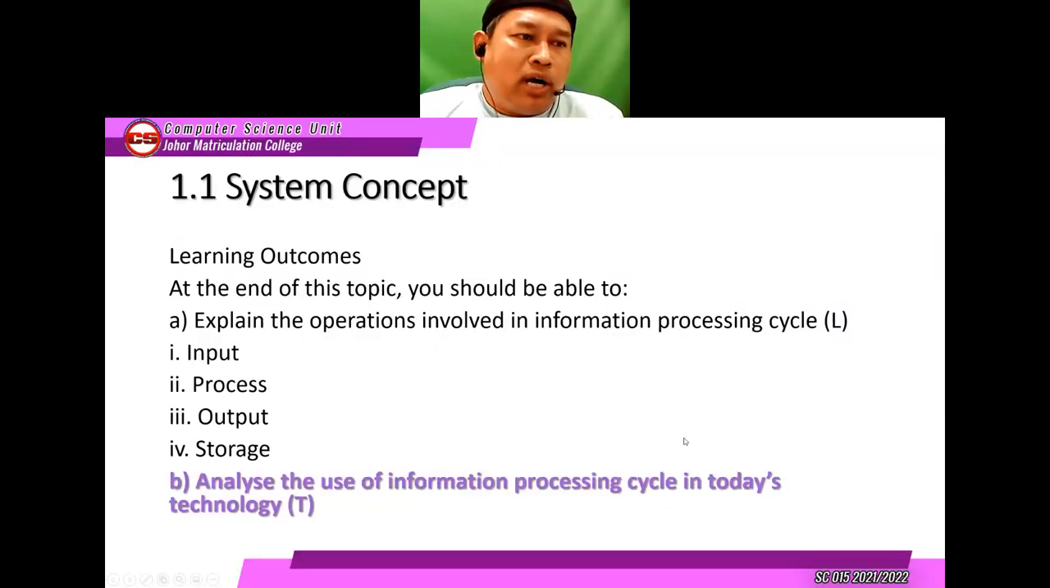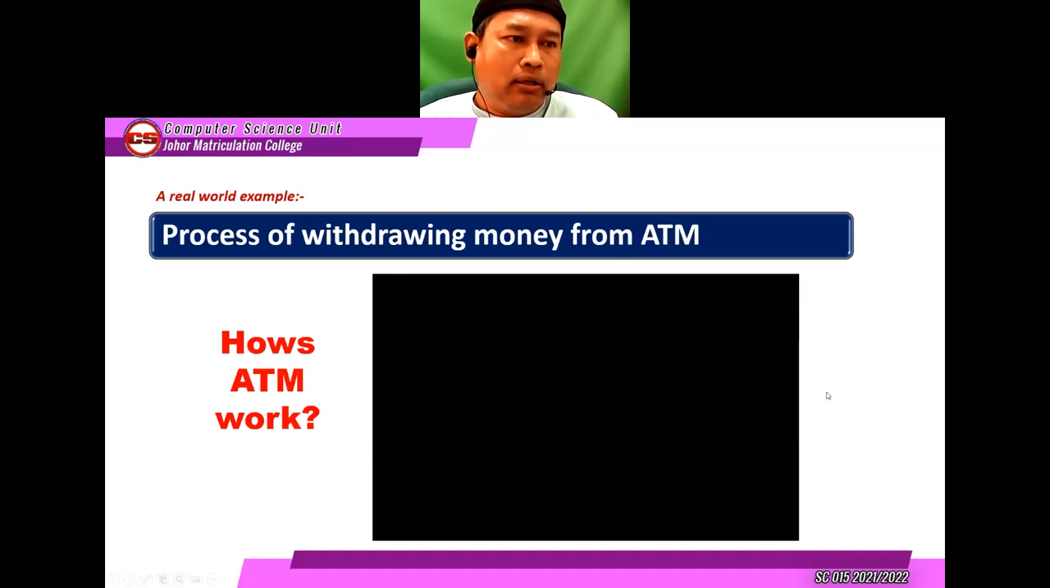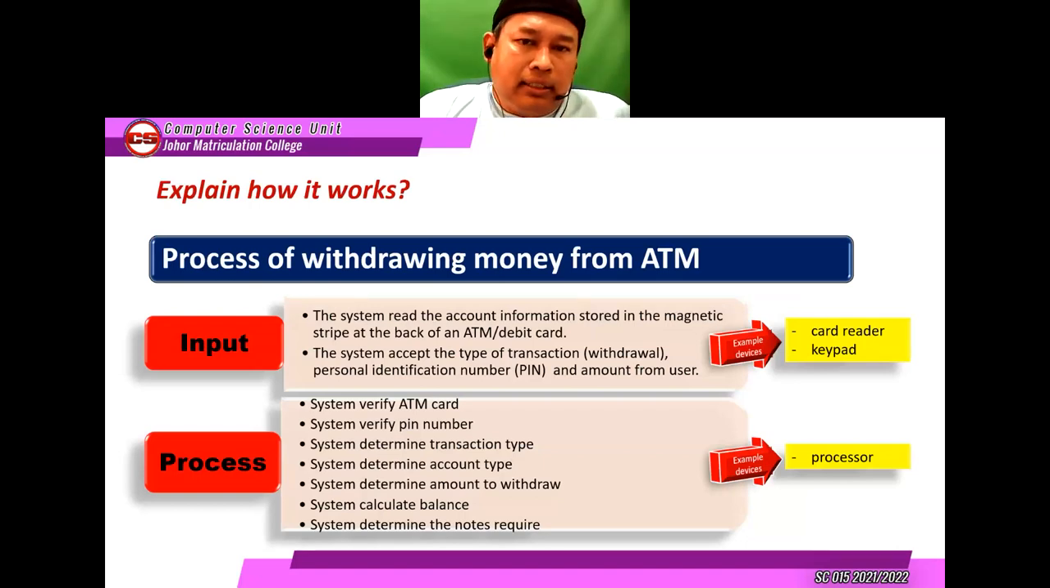Now 1.1 is system concept. System concept explains the operations involved in the information processing cycle: input, process, output and storage. So, the process of withdrawing money from an ATM. How does an ATM work? Number one, input. The system reads account information stored in the magnetic stripe at the back of the ATM card.